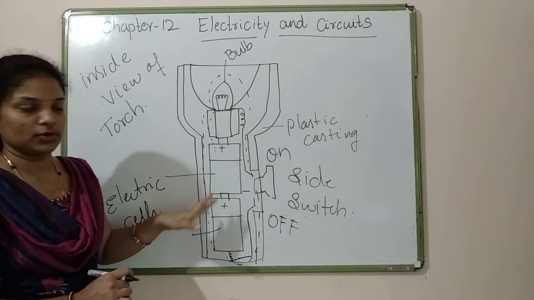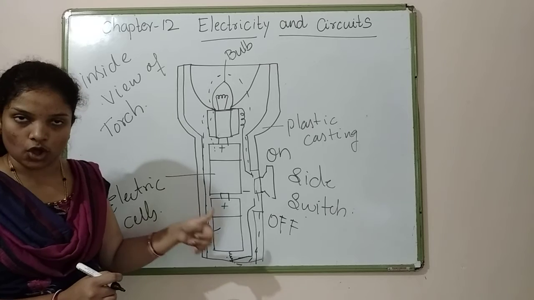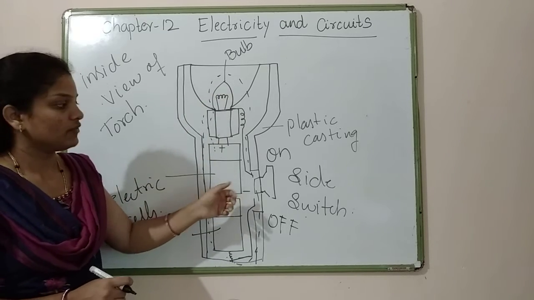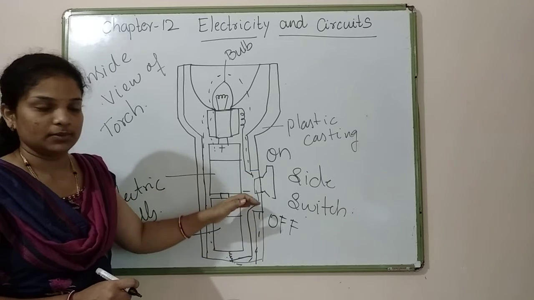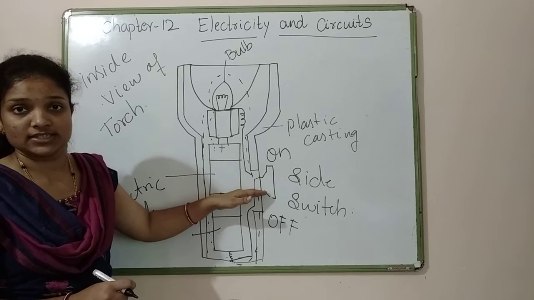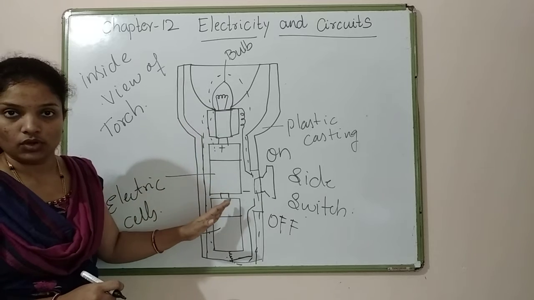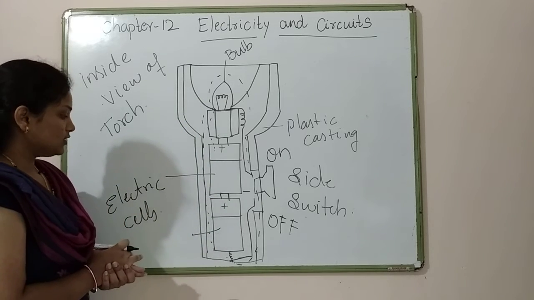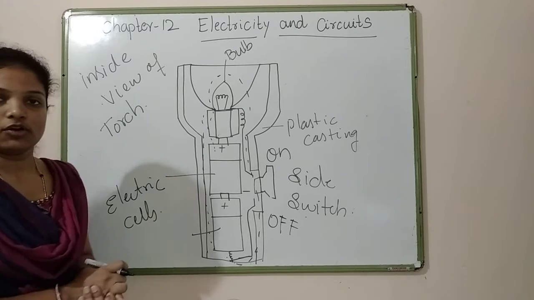Simple procedure, right? When you switch on, the circuit is closed, current flows, bulb glows. Whenever you switch it off, there is a break in the circuit, current doesn't flow and the bulb also doesn't glow. So this is the simple way to present the view of a torch.